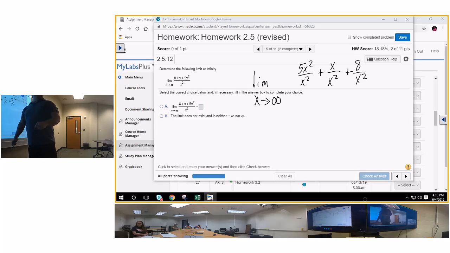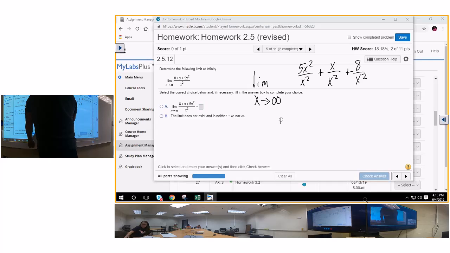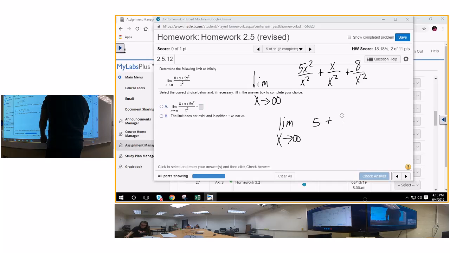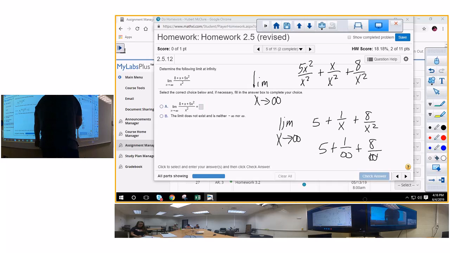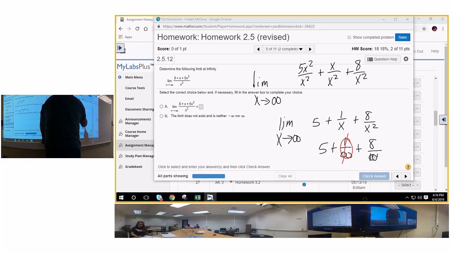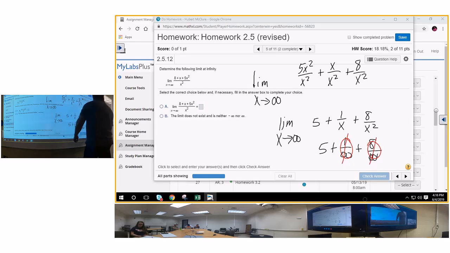Y-U-C-K people. Yuck people. So we get the limit as x approaches infinity of 5 plus 1 over x plus 8 over x squared. So that's 5 plus 1 over infinity plus 8 over infinity, which is, take our handy dandy red marker, 5 plus 0 plus 0, which is 5. 5.